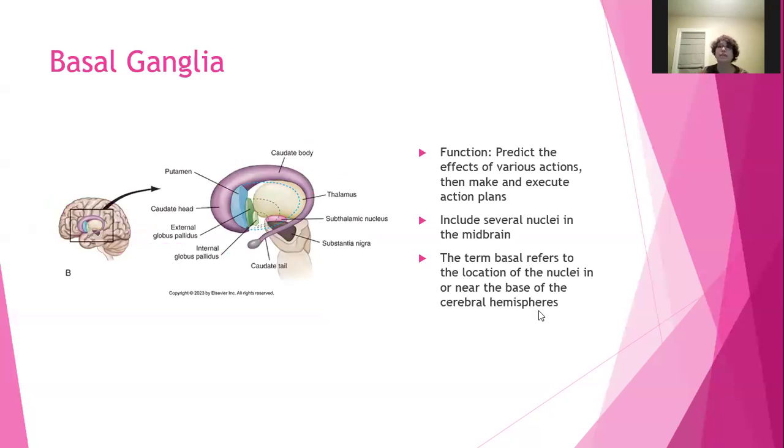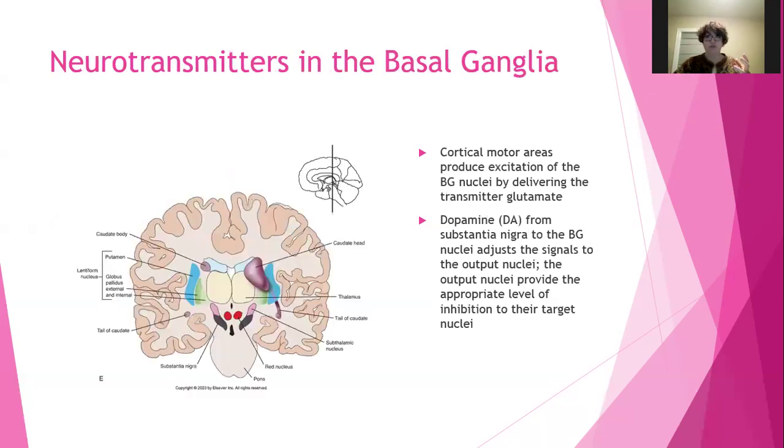So the basal ganglia, its main function is to predict the effects of various actions and make and execute action plans. So pretty fancy, right? It includes several nuclei in the midbrain, and the term basal refers to the location of the nuclei in or near the base of the cerebral hemispheres. So it's very curled in there around the thalamus and the subthalamic nucleus, and some of those areas are part of it. But it's wedged there in the most important part of the brain, and it has a lot of important function.